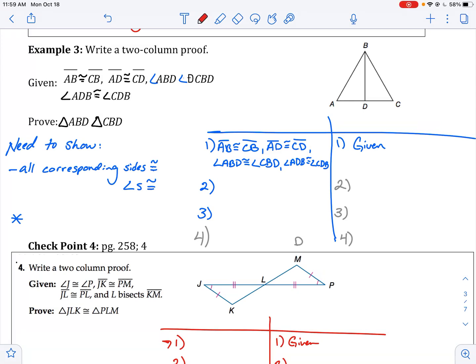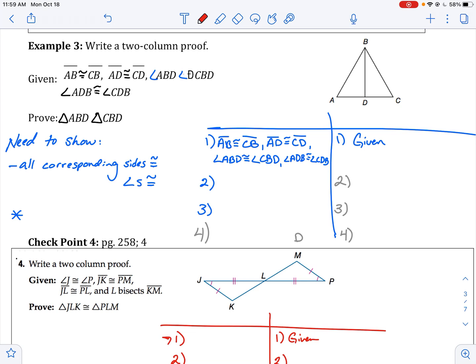In this video, we're going to talk about how to prove triangles are congruent. So the first thing we always do in our proofs is we get our givens down. And let me label all of the things that they said were congruent in the given statement.